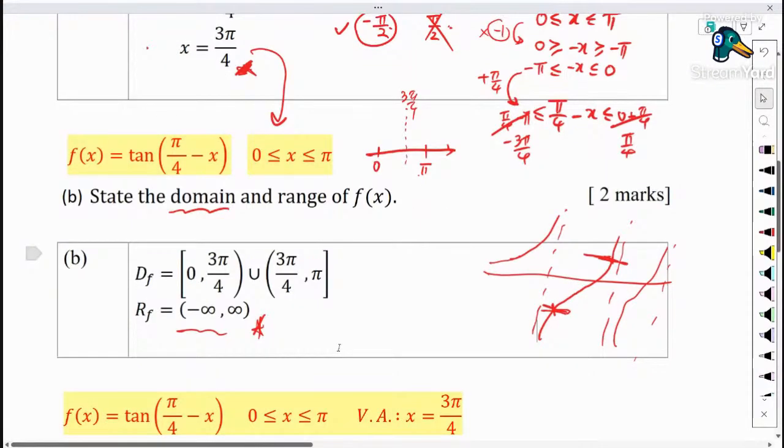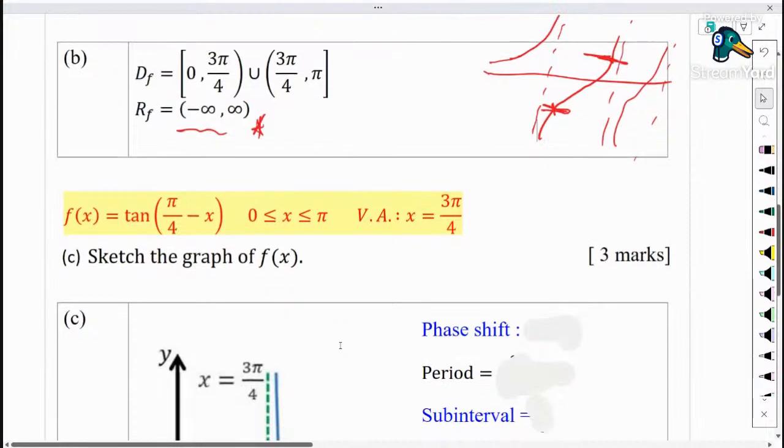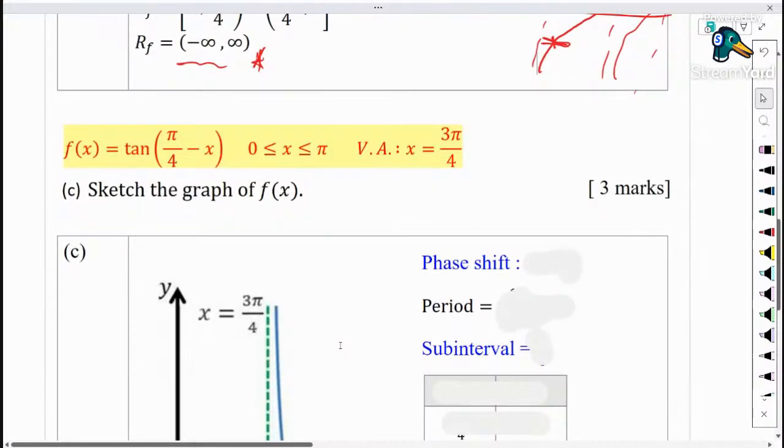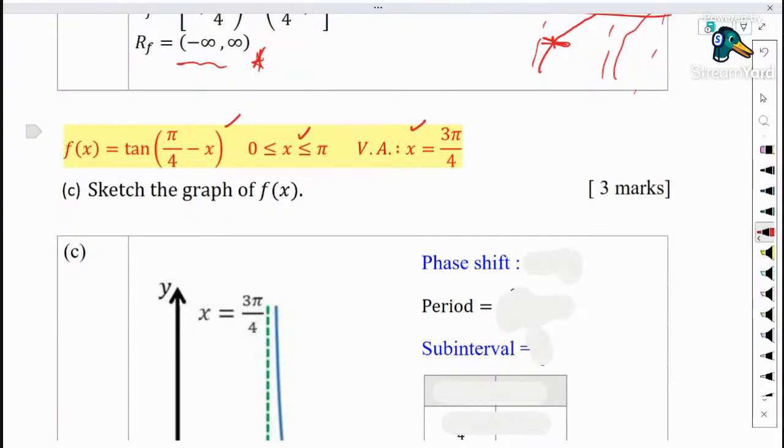Go on. Next, for the graph sketching, I need to know the information accordingly: the function of the tangent, the interval, and also the vertical asymptote. To sketch the graph, for further details on the techniques and steps, you may refer to the video I have in my channel here. But anyway, today we just have a quick look at how to sketch this graph.